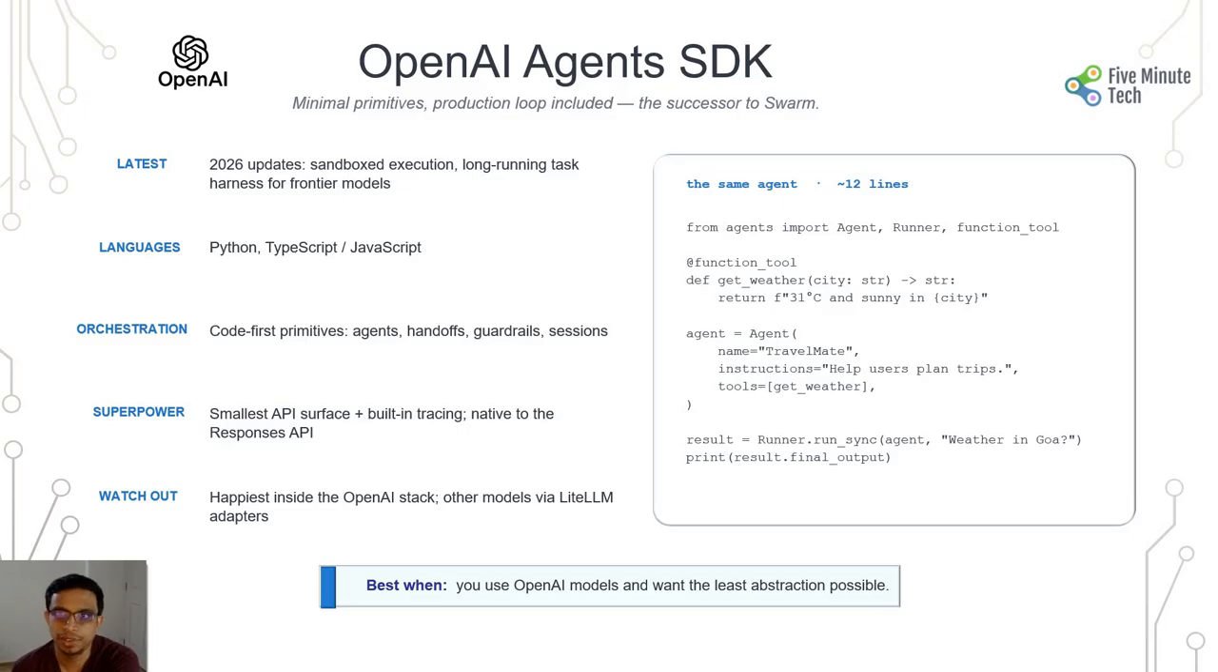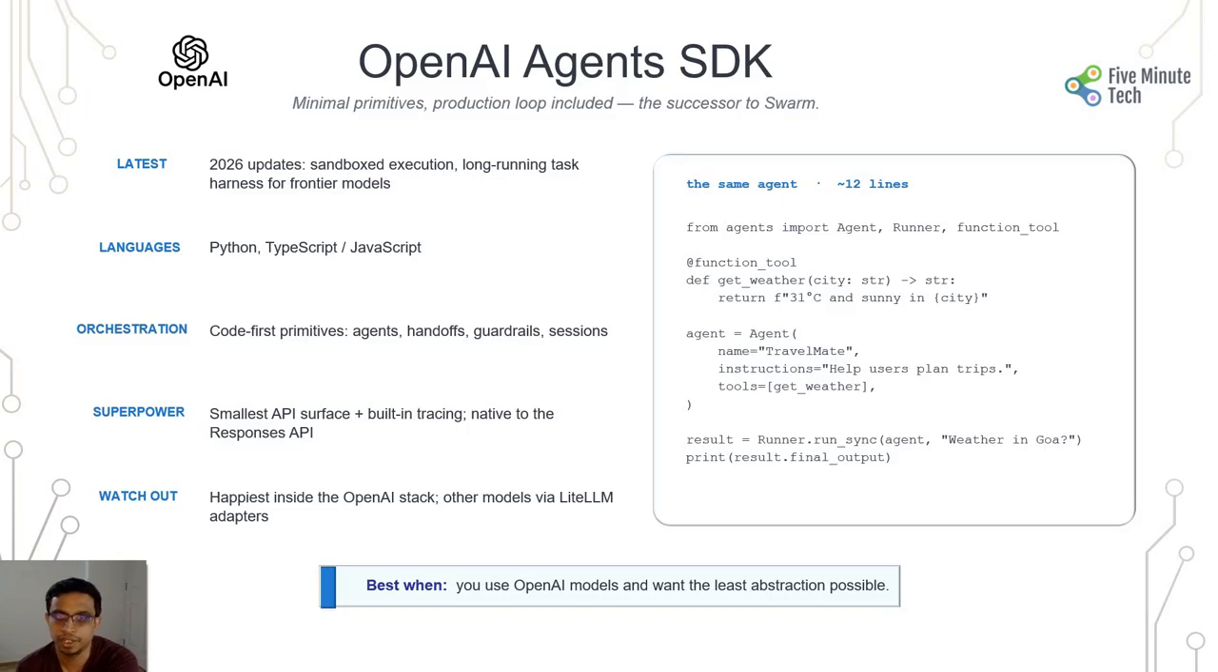Now let's deep dive into the OpenAI Agent SDK, which is minimal primitives, production loop included, and the successor to its Swarm release. The latest and greatest is the 2026 updates around sandboxed execution and a long-running task harness for frontier models. The languages used are Python, TypeScript, or JavaScript. Orchestration is code-first primitives: agent handoff, guardrails, and sessions. And its superpower is the smallest API surface, with built-in tracing native to the Responses API.